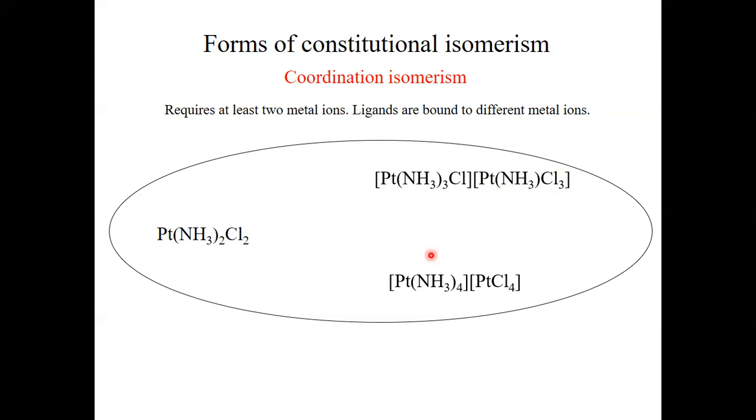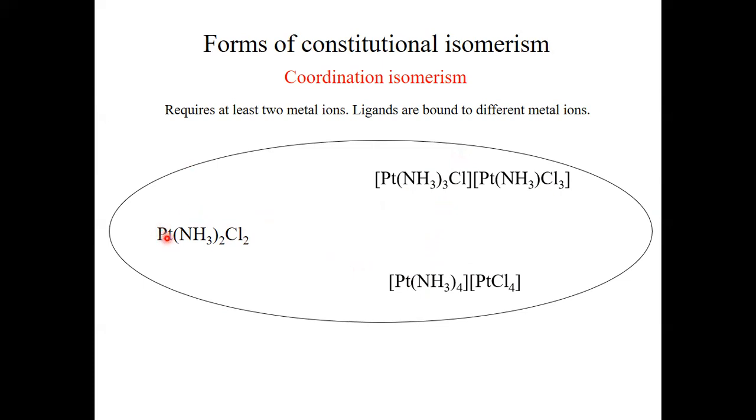And then we have a third coordination isomer in which we have four amine ligands bound to the platinum that makes the complex cation, and four chloro ligands bound with the platinum that makes the complex anion. At first, it may not be obvious that these three compounds are actually isomers of each other, but they are, and we can prove this by determining the empirical formula for all of them and showing that it is exactly the same.